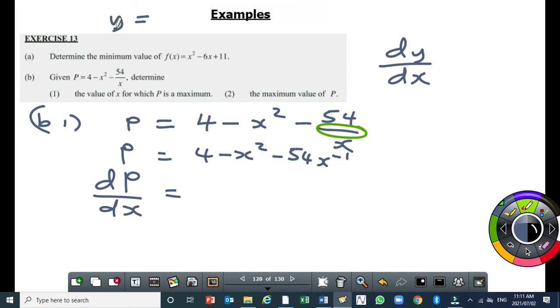Can I have your attention, please? Can I have your attention? Calculus notation is very important.